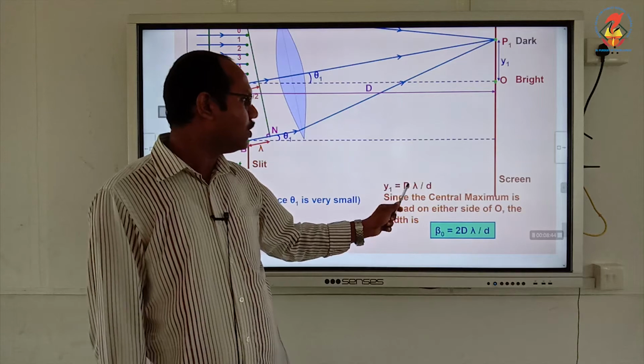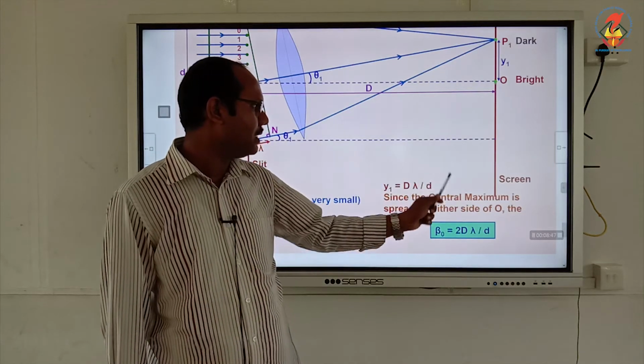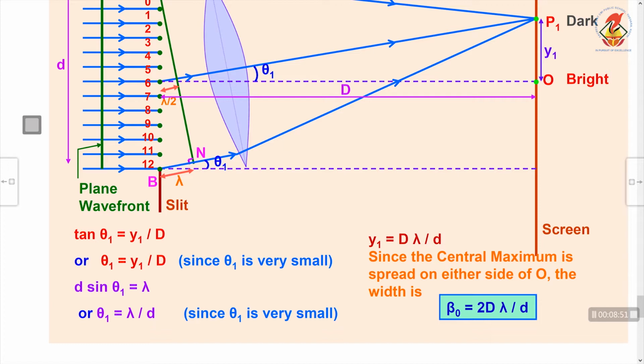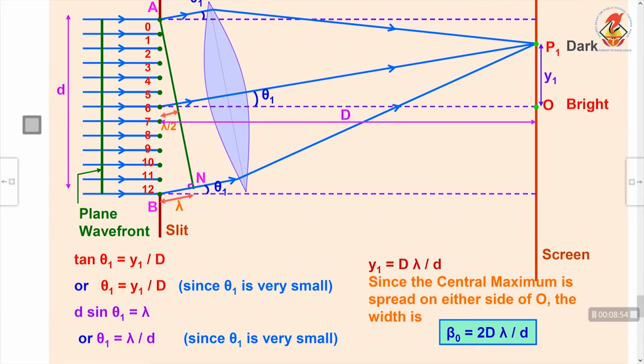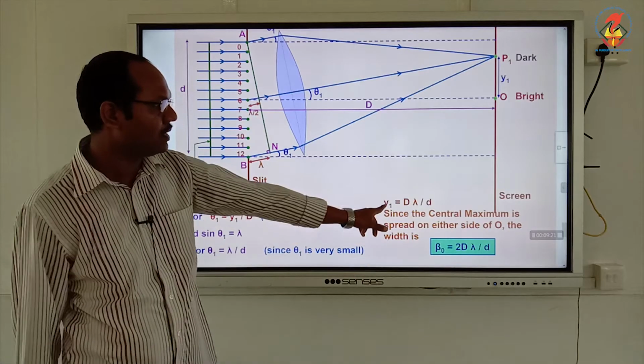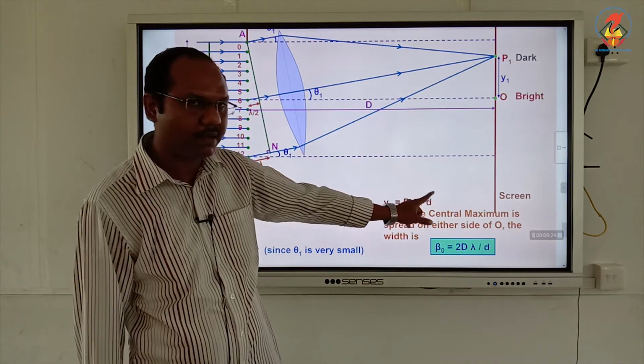Then y1 is equal to D lambda by small d. That is the distance. Look at the figure carefully. That is the distance from the bright fringe towards one side of the minima. Similarly, I have to take the distance from the bright fringe towards the other side of the minima. That means 2 into lambda D by d.